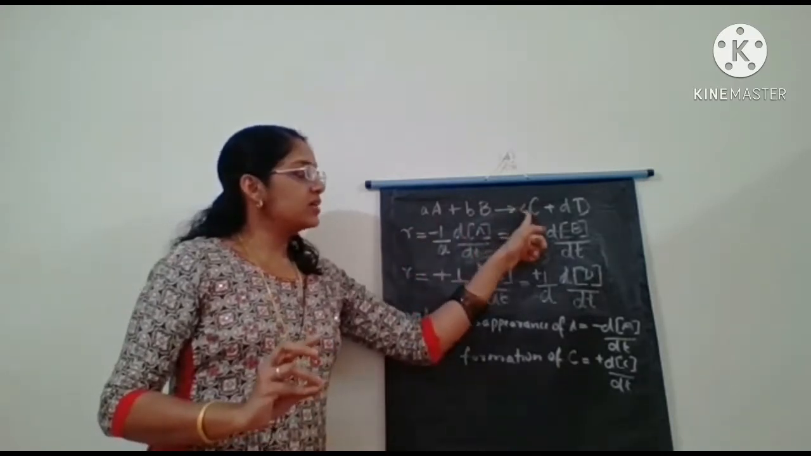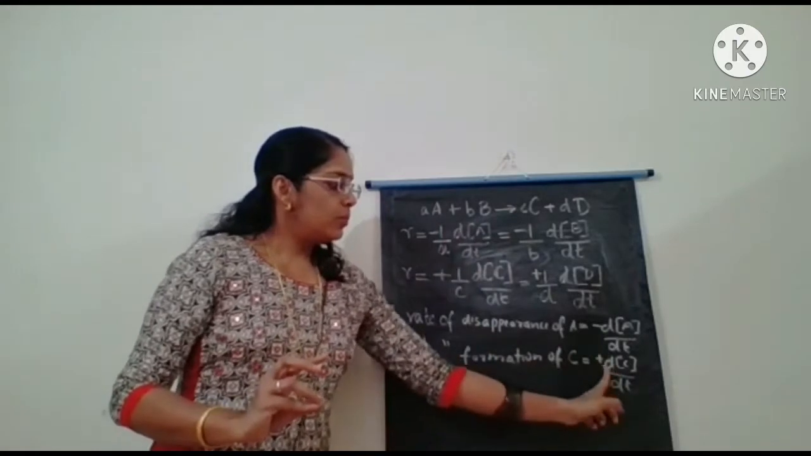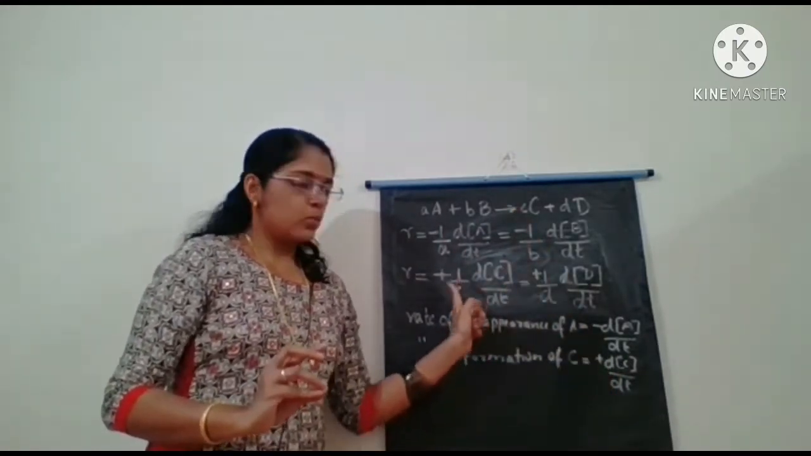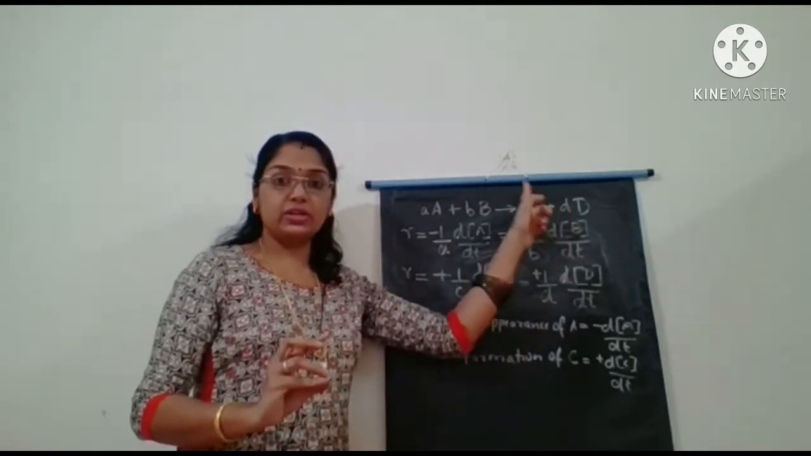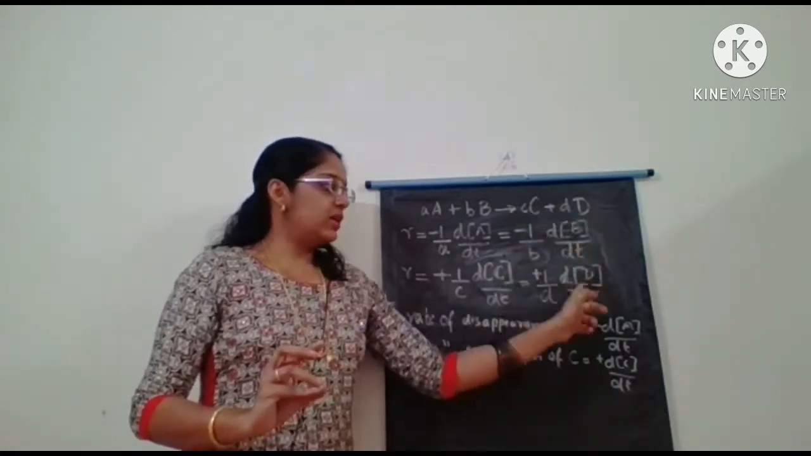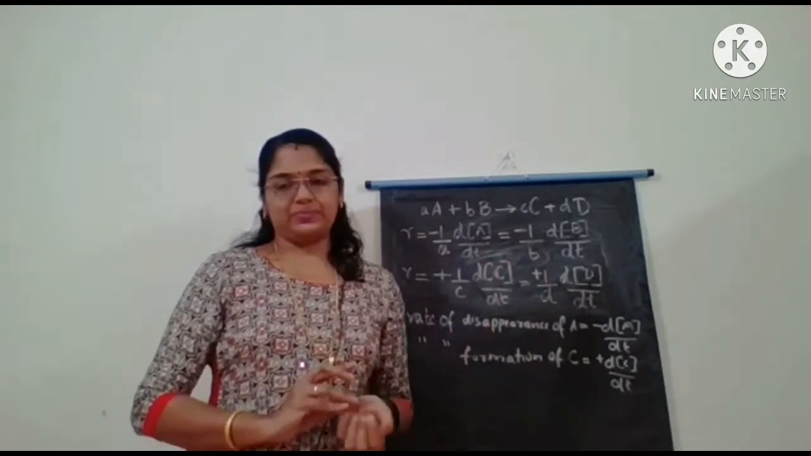Similarly, if they are asking the rate of formation of C, we can express it as plus dC divided by dt. There is no need of this coefficient, that is 1 by C. Similarly, if they are asking the rate of formation of D, we can express it as plus dD divided by dt. There is no need of this coefficient, that is 1 by D.